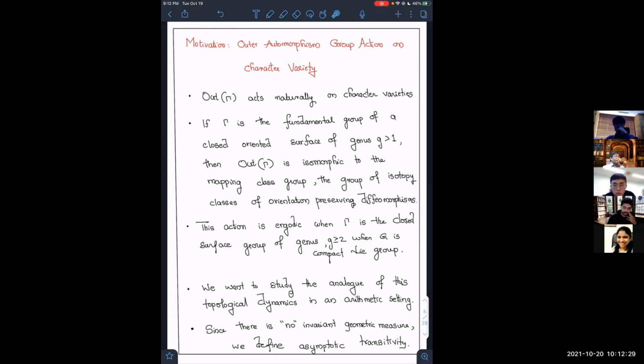But we want to look at the analog of this topological dynamics in an arithmetic setting. When we look at these compact Lie groups, there is a natural geometric measure defined on them, so it makes sense to look at the topological dynamics of those more. But in an arithmetic setting over a finite field, there are some measures, but no natural invariant geometric measures which help us. So after looking at transitivity, we try to develop an analogous notion to ergodicity, and we call it asymptotic transitivity. I will get to that at a later point in the talk. First, I'll look at the transitivity property of this action.